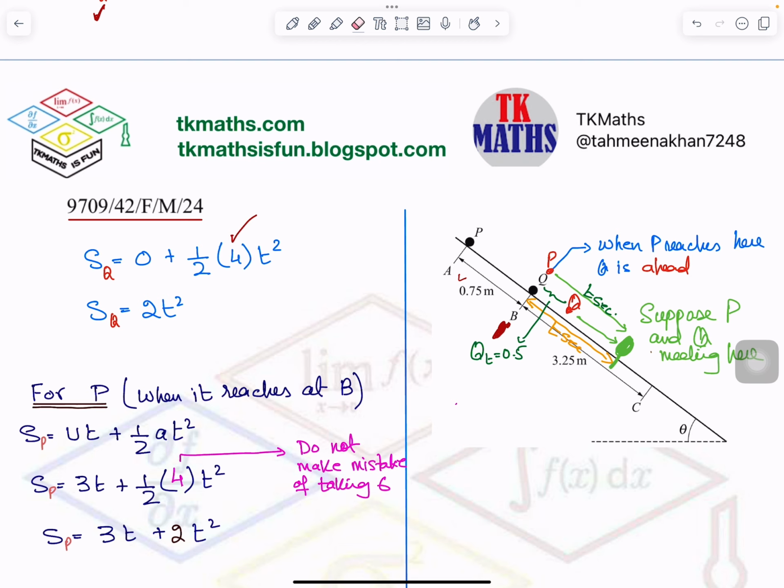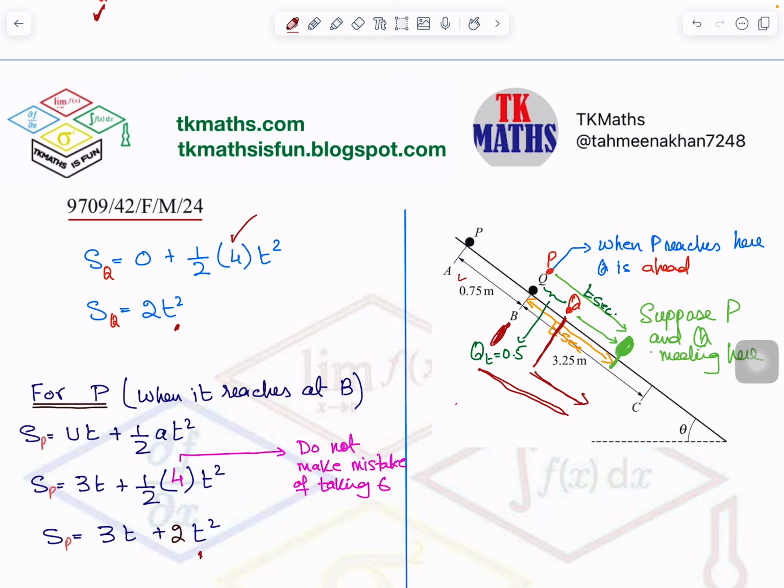But what is the point to ponder here? They cannot have the same T. Both of them cannot have T. What is the reason? Because when P reaches here, let me clear this up and tell you here, when P reaches here, Q was already here. And Q has covered how much time already? 0.5. Okay, P is going faster. Now they will collide. But this distance and this distance is not the same.